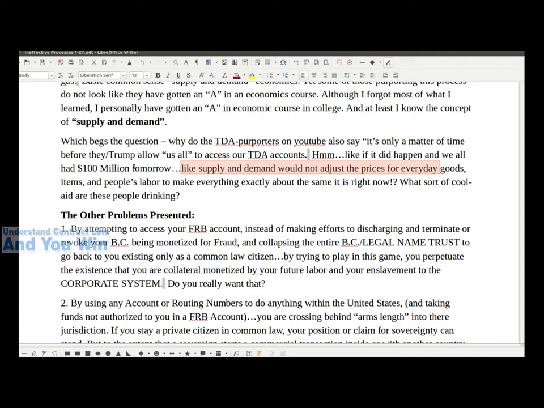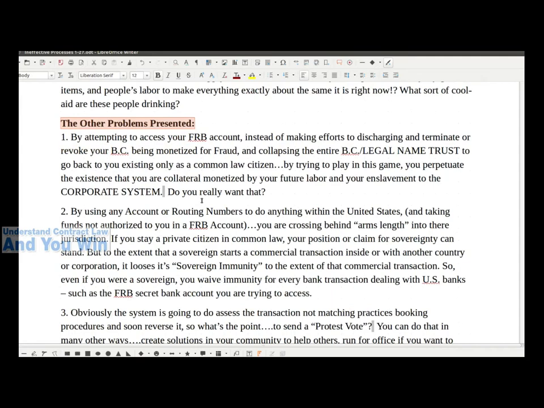The other problem presented by attempting to access your Federal Reserve Bank account is that you're not making efforts to discharge or terminate or revoke your birth certificate being monetized for fraud, and then collapsing the entire birth certificate, legal name, trust, and going back to when you exist only as a common law citizen. So this is basically the secured party creditor process. This is what we do: we discharge and terminate and revoke your birth certificate and the contractual implied trust, the contractual exchange that is created from it.